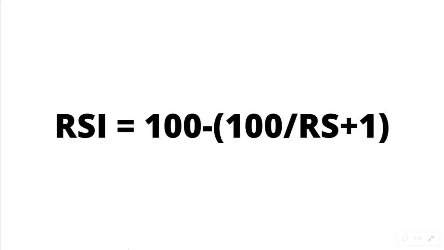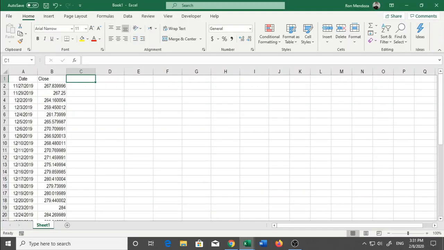Now the formula for RSI is 100 minus 100 divided by RS plus 1. So the first step to get to the RSI, we first need to calculate the RS, the relative strength. And with that, we will make use of the up moves and the down moves, or the upward movements and the downward movements of Apple's closing prices. And here's how it works.